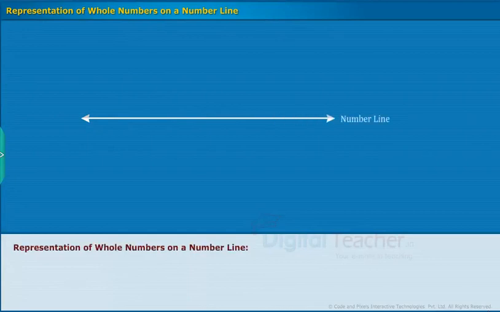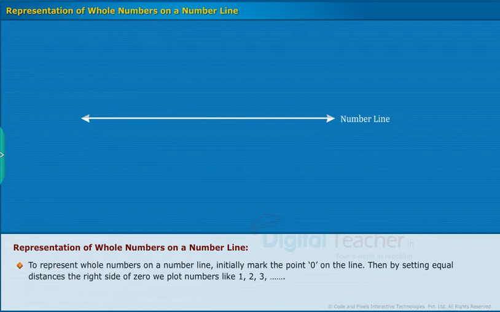Representation of whole numbers on a number line. To represent whole numbers on a number line, initially mark the point 0 on the line. Then, by setting equal distances to the right side of 0, we plot numbers like 1, 2, 3 and so on.